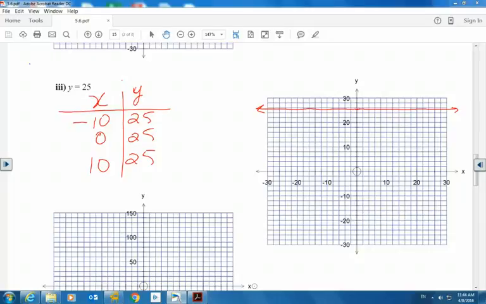Pretty easy one? Yeah. All right, and then our last one. Any x location you choose, your y value is always going to be 25. Yeah. Because your equation is y equals 25. There's no x value in the equation that's going to change it.